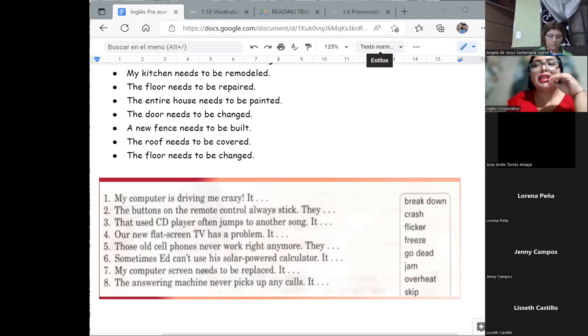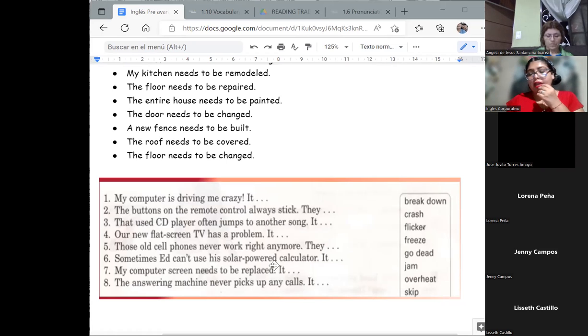Okay. In that case, we can see that we can have more than one option, but also there is one that is best. But in this case, we can have a different option for these situations. So we can use these words to describe problems with the electronic device. We have breakdown, crash, flicker, freeze, go dead, jam, overheat, and skip. So when you have a problem with your electronic device, you can use that vocabulary. And you know that some of these words are very, very common.